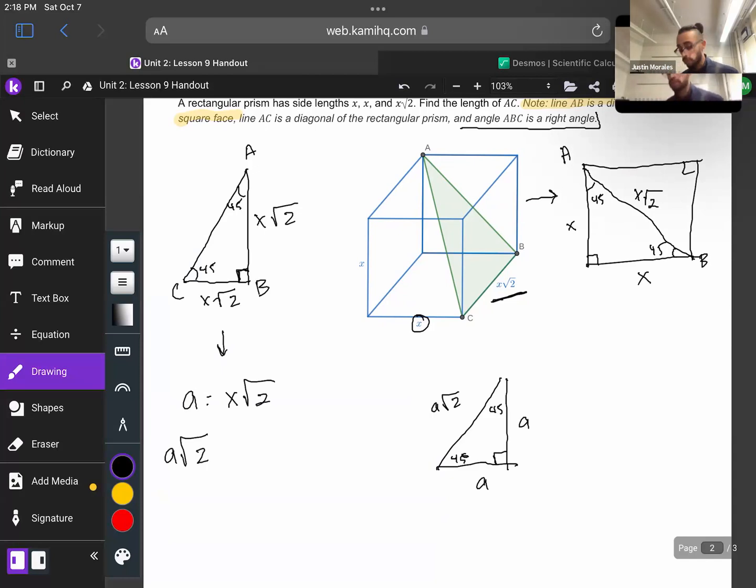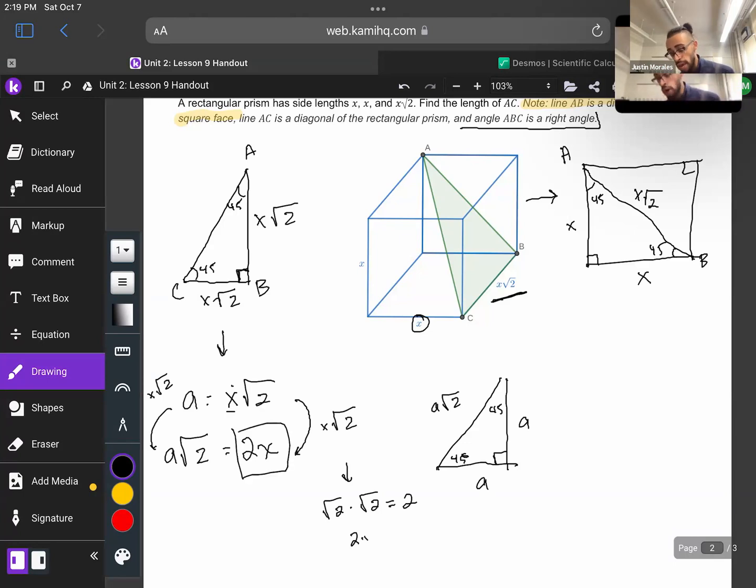There are two ways we could do this. First, we could just utilize our rules. If a is equal to x radical 2, and we want to figure out what a radical 2 is, all we really did from here to here was multiply by radical 2. As we know, what we do to one side, we must do to the other. So I'm also going to multiply this side by radical 2. Radical 2 times radical 2 equals 2, and we can't forget the x we had. So 2 times x is just 2x, and that will be our answer. So that is one way we could have done it.